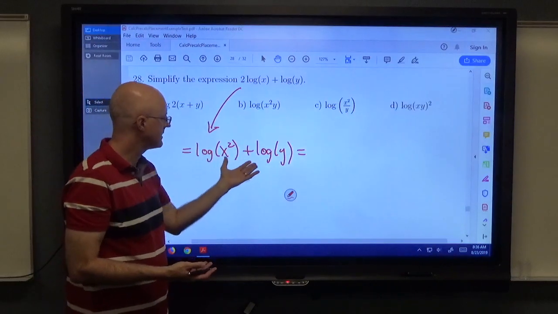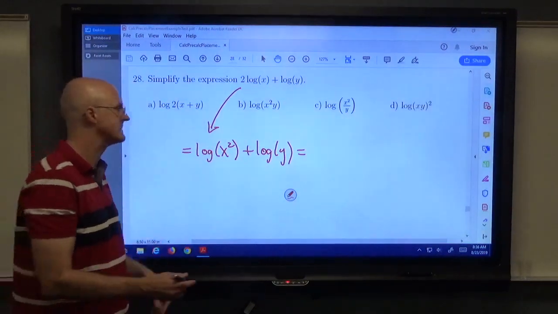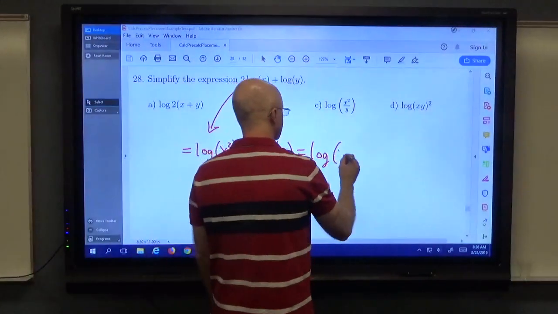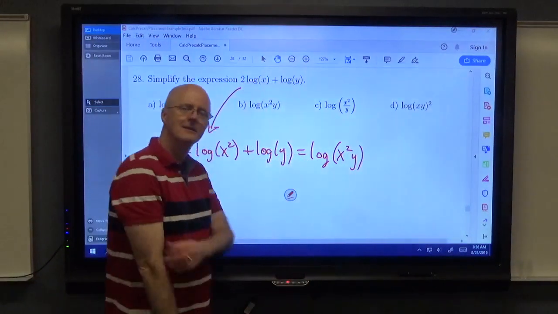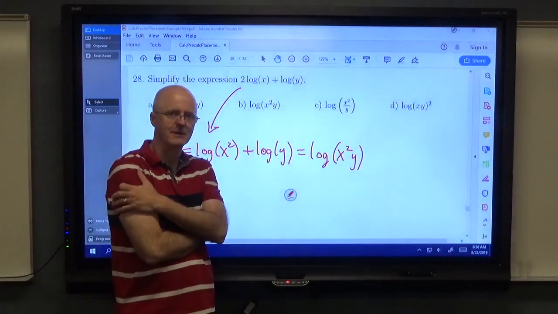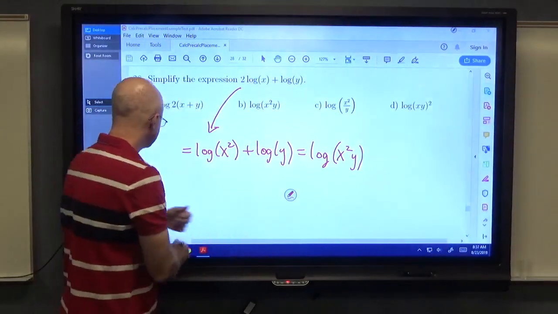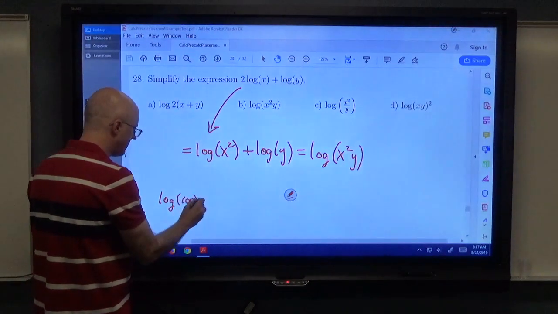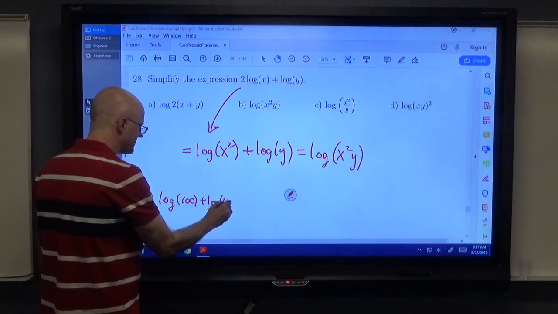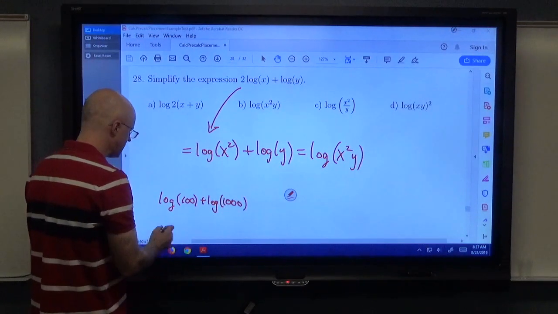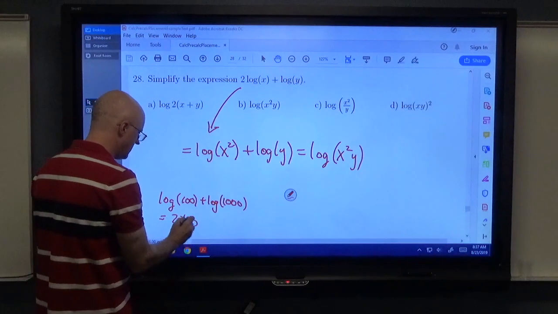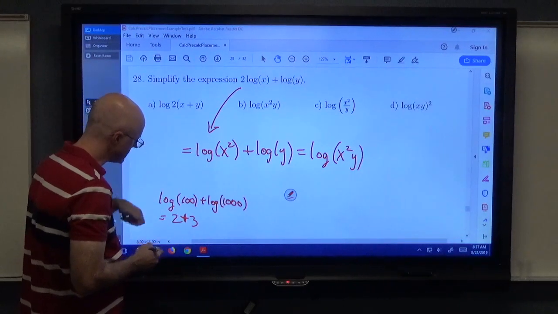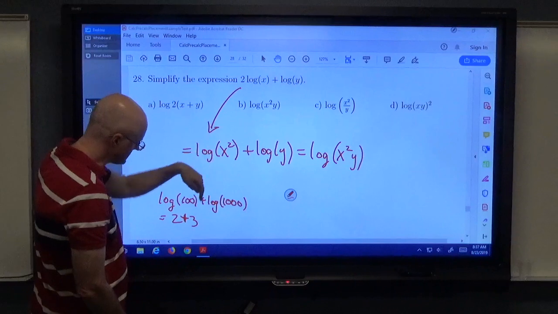Now you've got a log of something plus a log of something else. There's another property that says that's the same as the log of the product of these two things. The proof of that is not difficult, but I don't want to take the time to do it. Let's just think about it with an example. Log of 100 plus log of 1,000, log being log base 10, is the same as 2 plus 3, right? Because it's log base 10. This is the number you must raise 10 to get 100, which is 2. This is the number you must raise 10 to get 1,000, which is 3. This is 5.